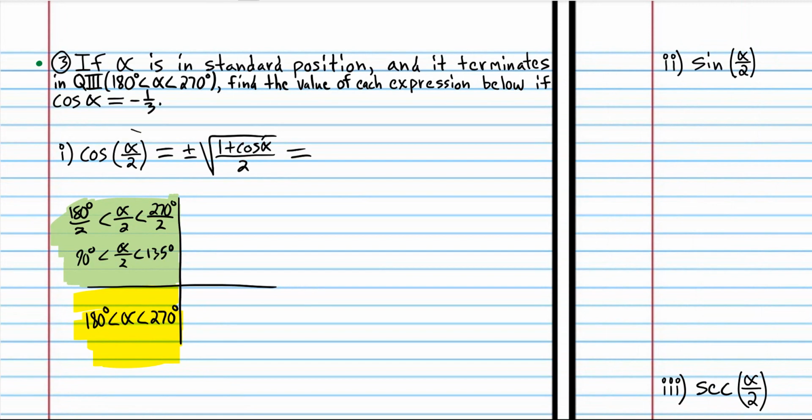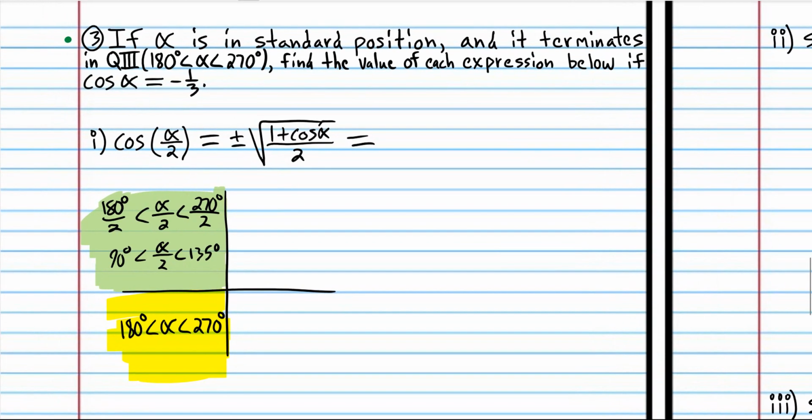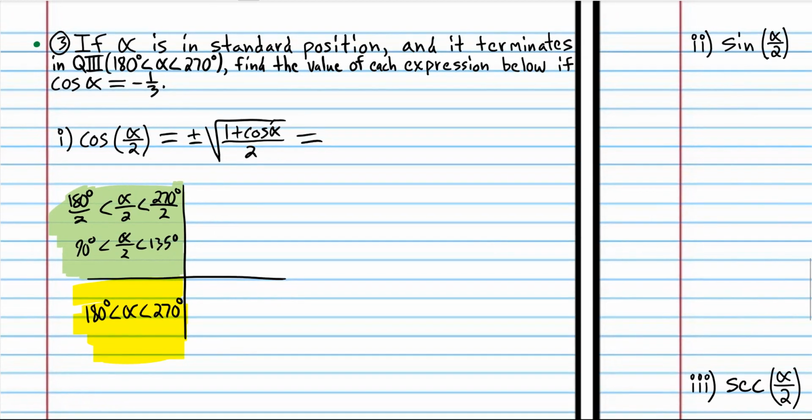So is cosine positive or negative in the second quadrant? The answer is it's negative. It's got to be negative because the side adjacent to the reference angle has to be negative when the angle terminates in quadrant 2. So it's going to be negative root 1 plus cosine alpha, and we know cosine alpha is negative 1/3 because they told us that in the problem. We got that from up here.